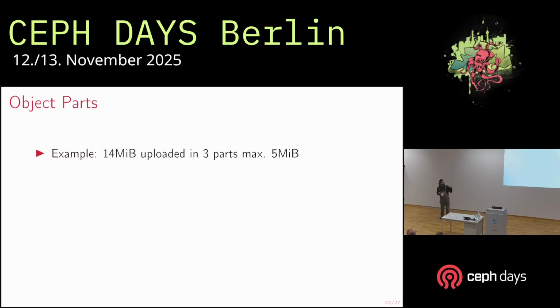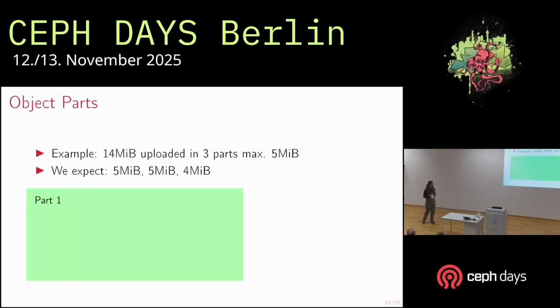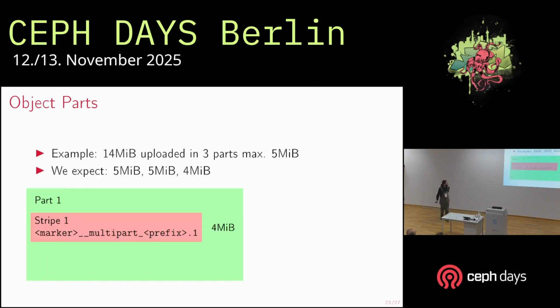So we have this 14 megabyte object. I'm now doing multi-part with a 5 megabyte part size. So we would expect to upload this in 3 parts with 5, 5, and 4. And we can do that all in parallel. We can do it out of order. So if we have a look at the first part, then the stripe size limits us to 4 megabytes. So we need to split.